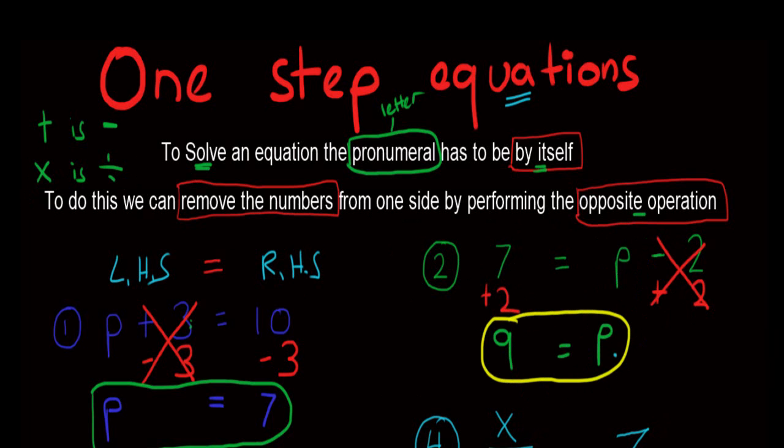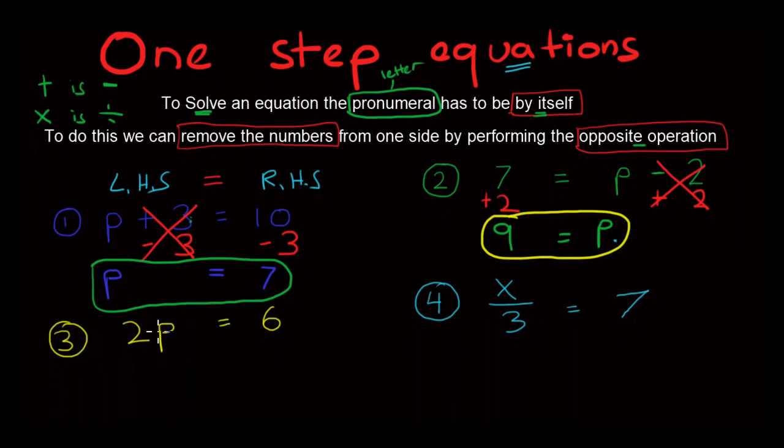For number 3, we have 2p equals 6. Now we can't see it, but remember, between the 2 and the p, between the number and the pronumeral, if we don't see any sign, it's always a times. So between those two is always a times. So again, we have to do the opposite operation. If the operation is times, we have to do the opposite. Remember, the opposite of times was divided by. So we have to divide both sides by the number in front of the pronumeral, which in this case is 2. Let's divide that by 2.